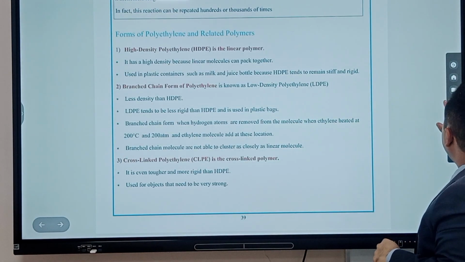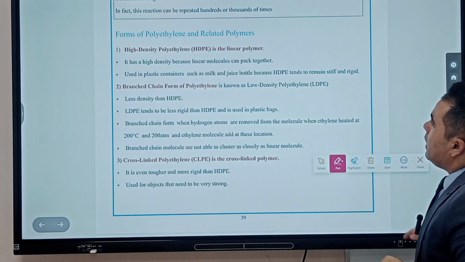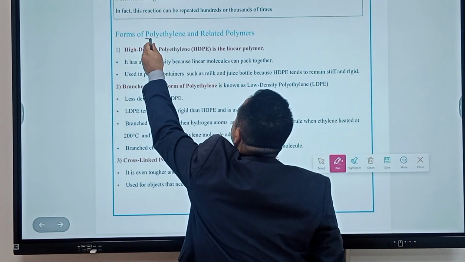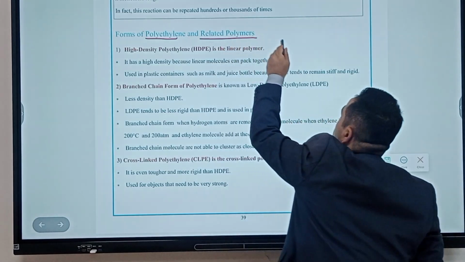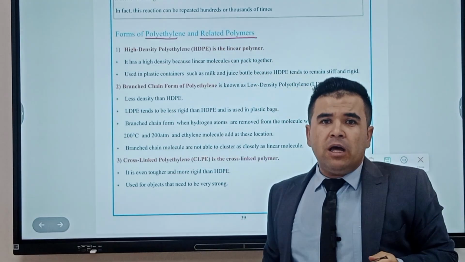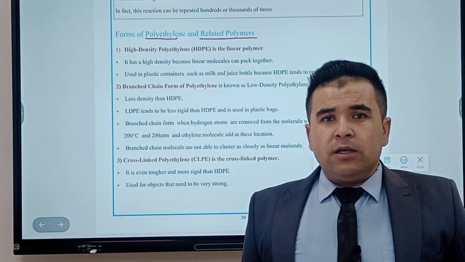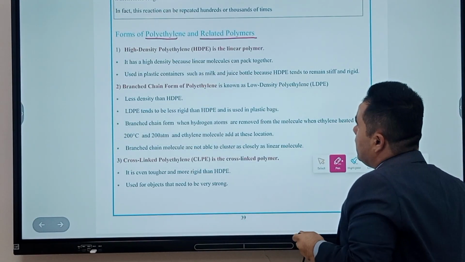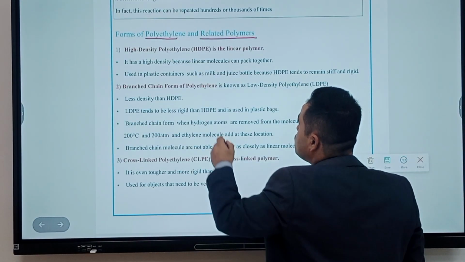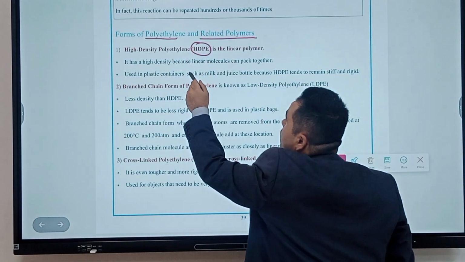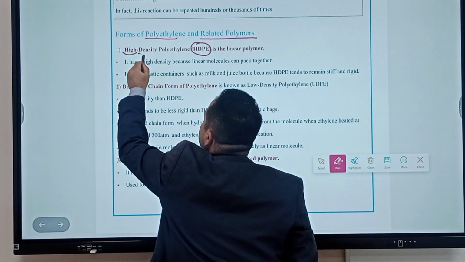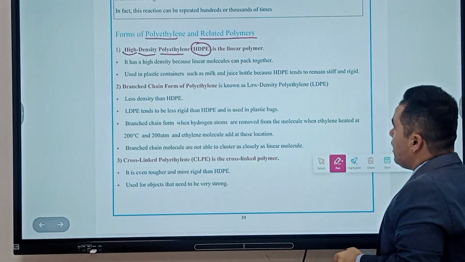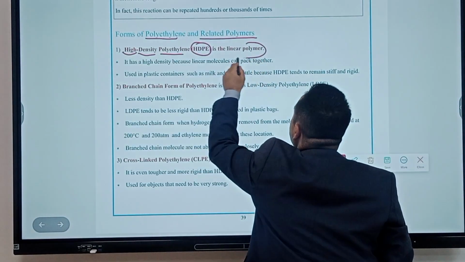Guys, we'll be talking about the forms of some of the polymers, polyethylene and related polymers. The first one is HDPE. HDPE refers to high density polyethylene. High density polyethylene is the linear polymer.